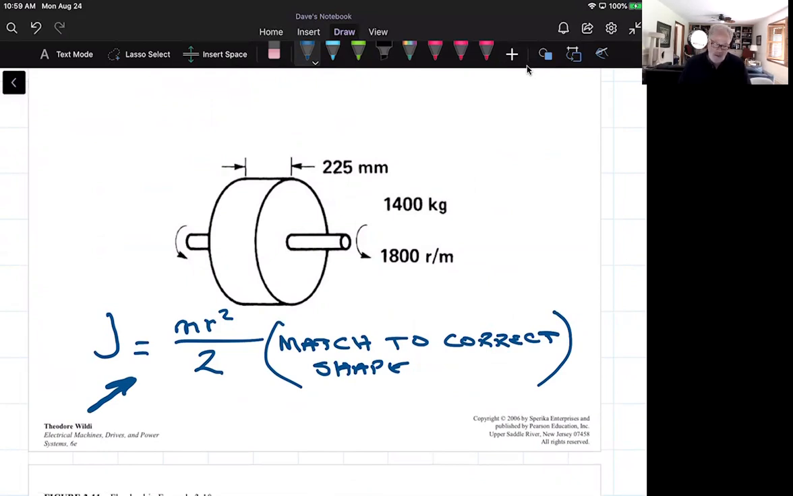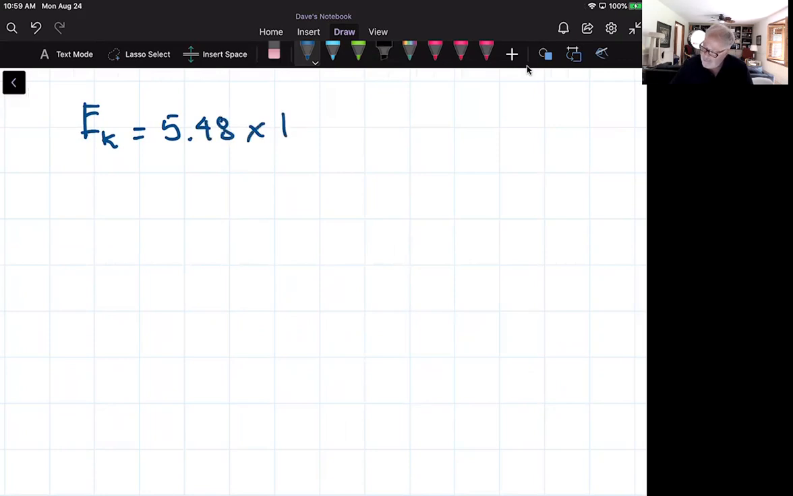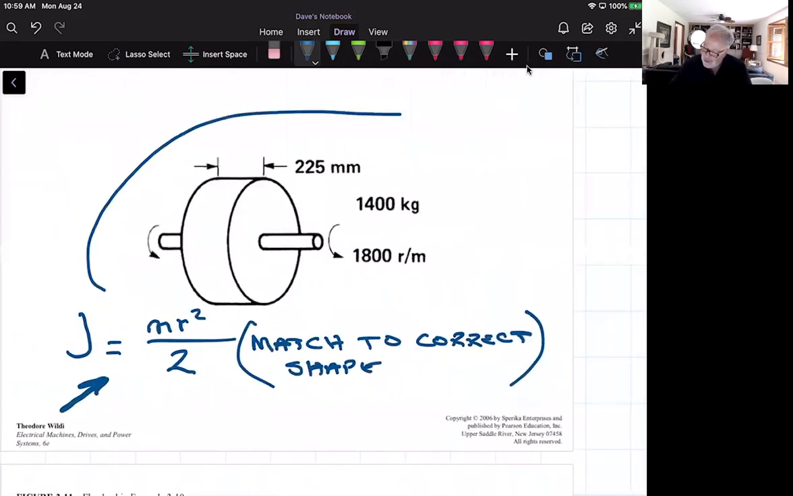Now, what do we do with that? Well, we're going to use that J number that we derive, and put it in our equation for kinetic energy. So, that equation looks like this. Okay, it's 5.48. We talked about this in an earlier video. And then here's the J number that we're going to derive, and then n squared. Okay, so back to this particular problem.